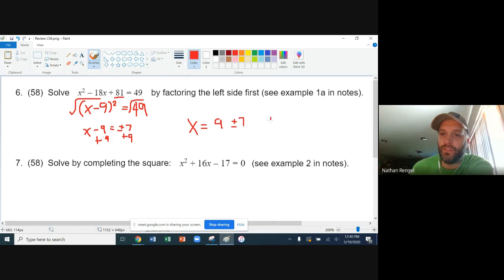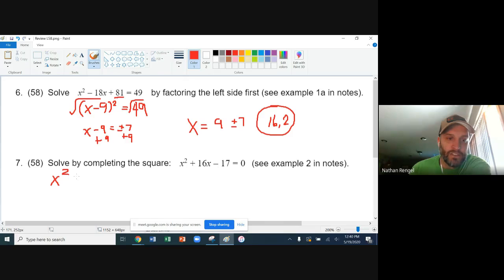So plus 7 would give me 16. Minus 7 would give me 2. So my two values are 16 and 2. Sometimes we are not given a perfect square trinomial. Like if you look at 17, can you square root negative 17 or 17? No, not a perfect square. So we've got to make up our own perfect square trinomial.